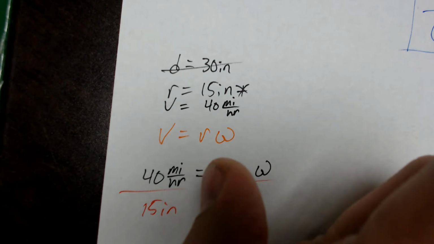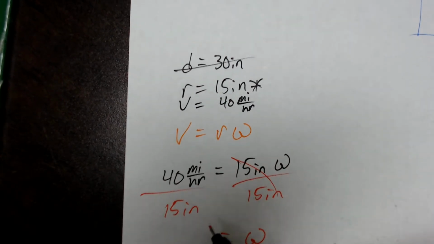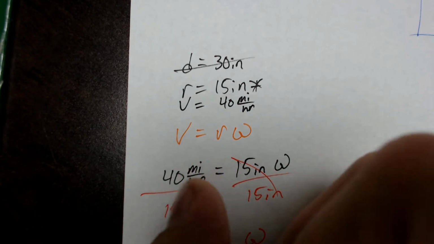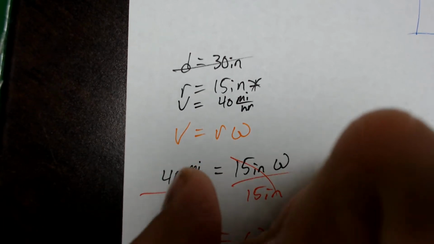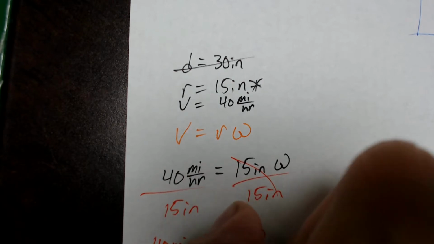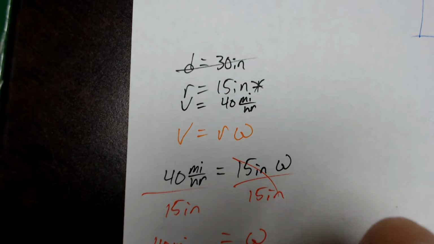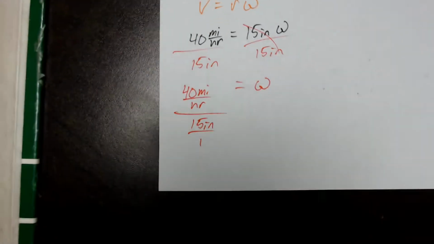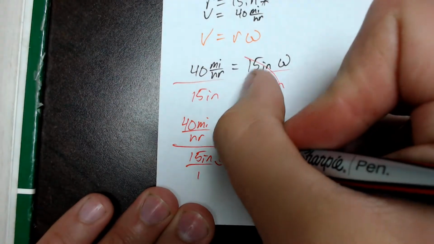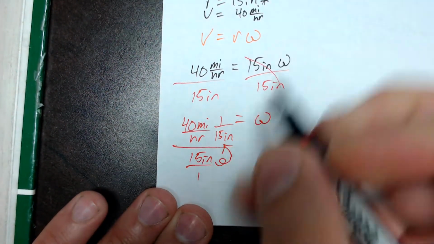That cancels. So then I get that my omega is equal to 40 miles an hour over 15 inches. I'm going to go ahead and simplify this problem using complex fractions. So if I write it down like this, I can simplify it by inverting and multiplying. So I have 1 over 15 inches.